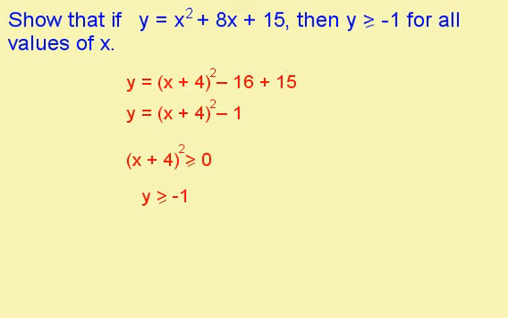Here's your answer. I've started by completing the square. I then know that the minimum value of this here, because it's a square number, is 0. So the minimum value of y is when this is 0, and that would be −1. So y ≥ −1.